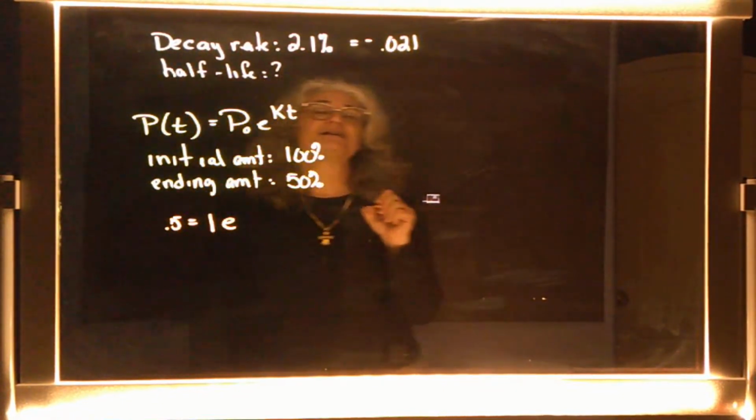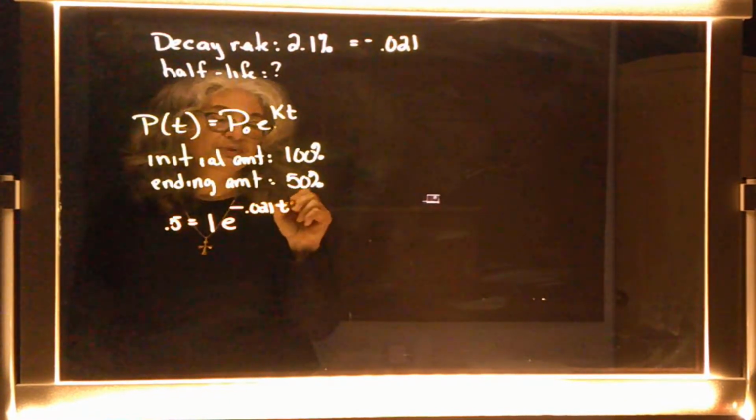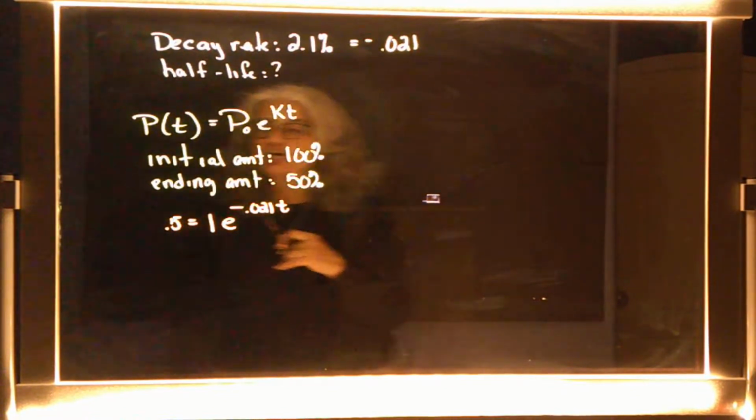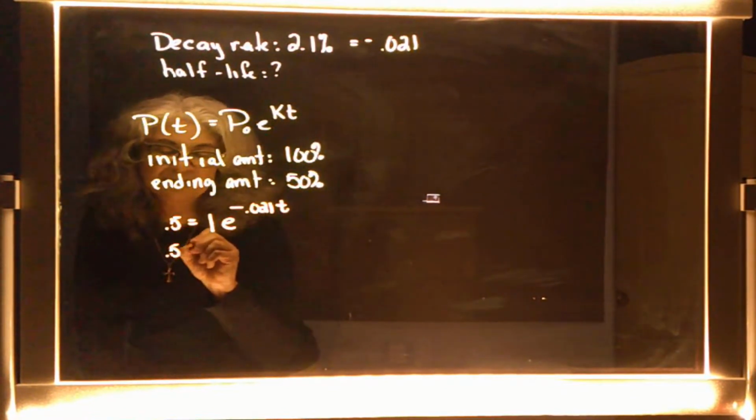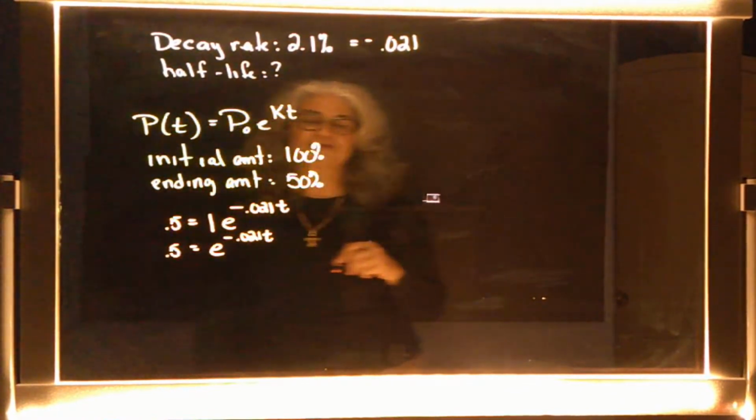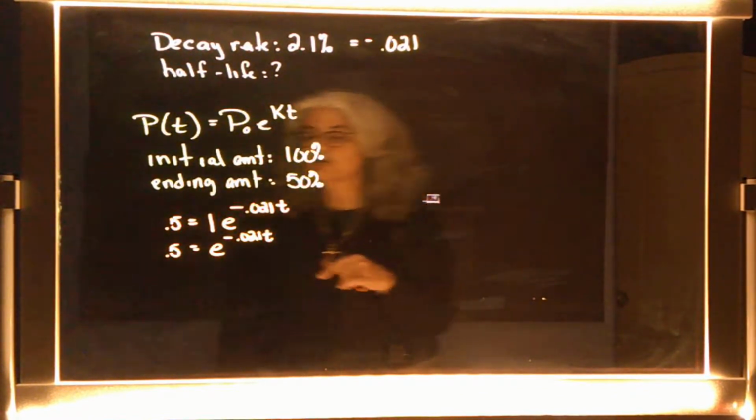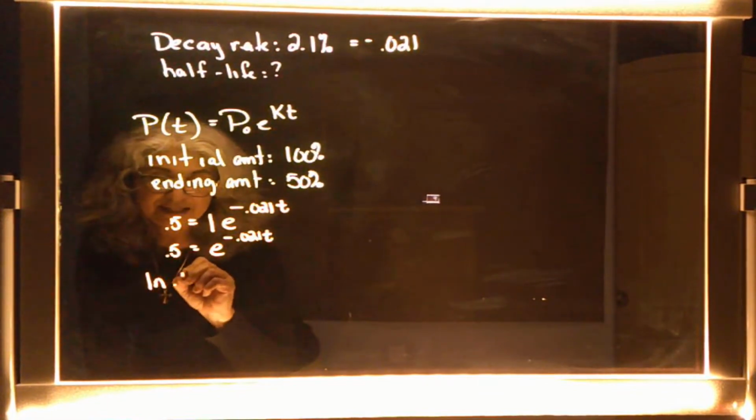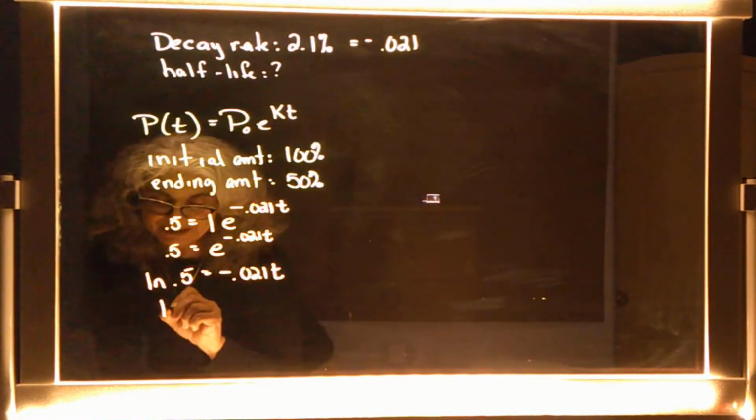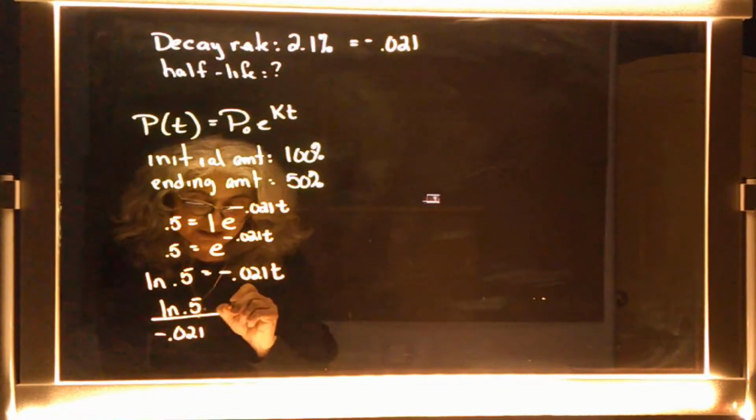E to the, good, negative 0.021 multiplied by t, because I'm trying to find t. Agreed? Okay, so on the right side, multiply that 1. And so this is what the right side looks like. It's a little cleaned up. Now what? Good, natural log on both sides, because that's how you're going to get rid of that e, correct? And then what? Divide by that negative 0.021.